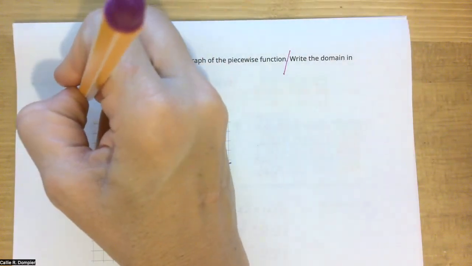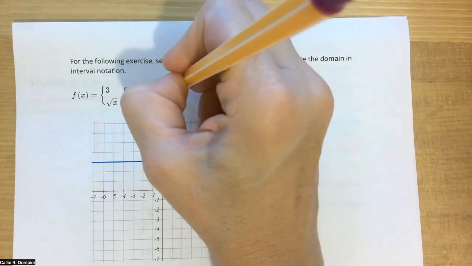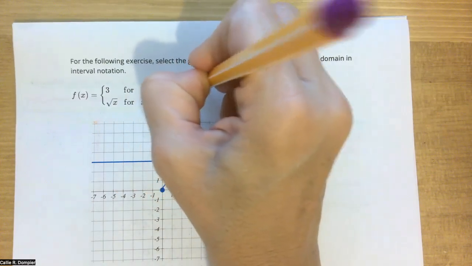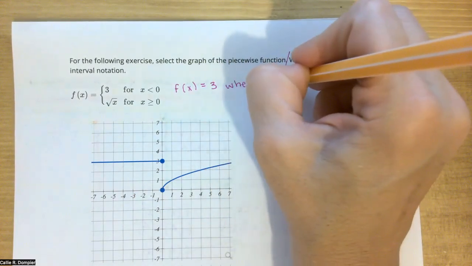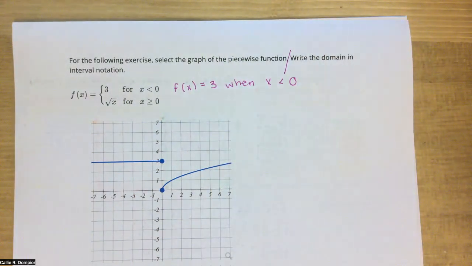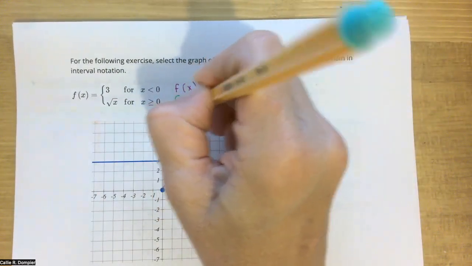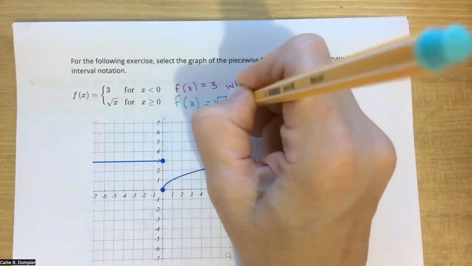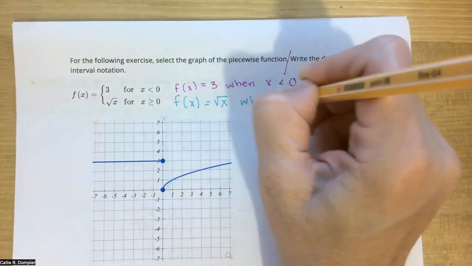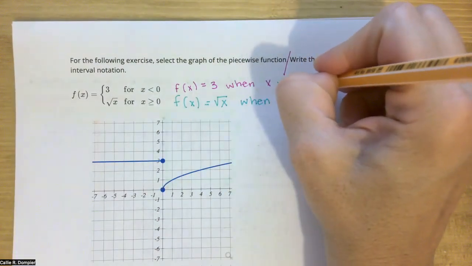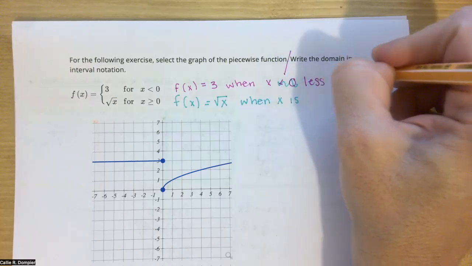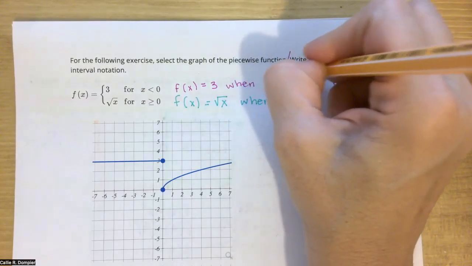So let's write it out just like we did the last one. F of x equals 3 when x is less than 0. And then f of x is the square root of x when x is, oh, sorry, we were supposed to be writing that in English. When x is less than 0, is a number less than 0.